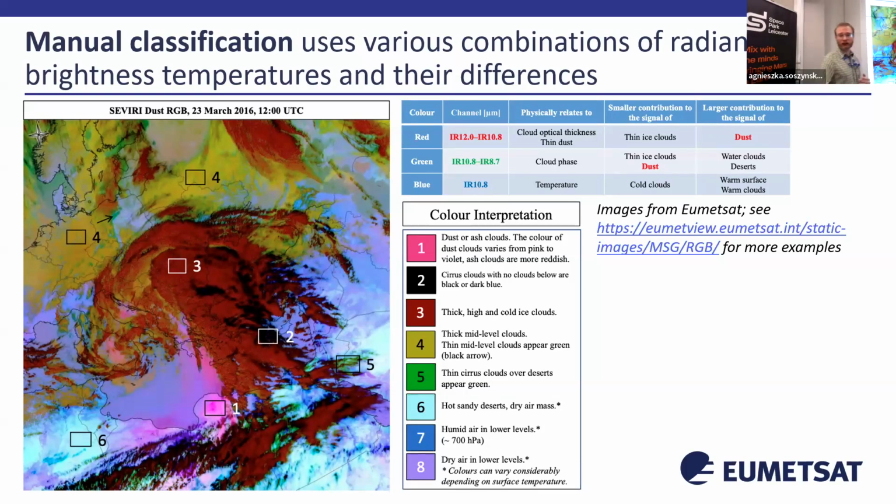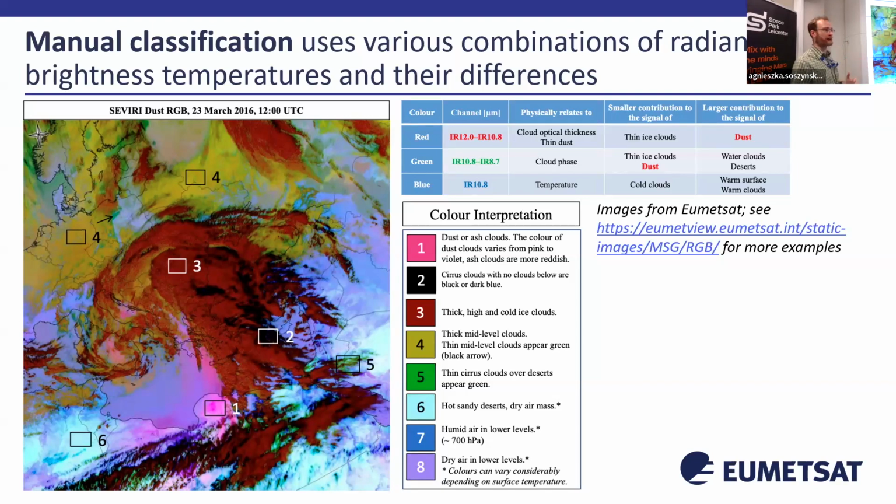This particular image is made so that all of the red in the image comes from the difference between the 12 and 11 micron channels of the image. Those are supposed to physically relate to the optical depth of whatever was in the atmosphere, and it also picks out thinner layers of dust. It's not expecting to see very much from ice cloud because spectrally ice is relatively flat between 11 and 12 microns. Green is looking at the difference between 11 microns and 8.7.